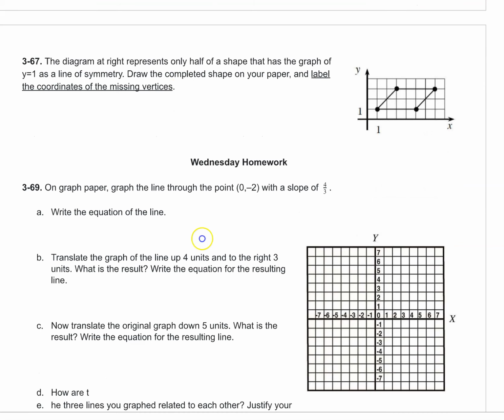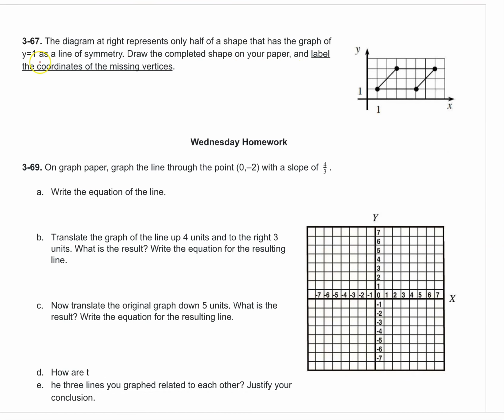367. The diagram at the right represents only half of a shape that has the graph of y equals 1 as a line of symmetry. Draw the completed shape on your paper and label the coordinates of the missing vertices. Okay, so let's label these. This is (1, 1). This is (1, 3). This is (3, 3). This is (5, 1), and then this is (7, 3). y equals 1, that is the horizontal line that hits the y-axis at 1.